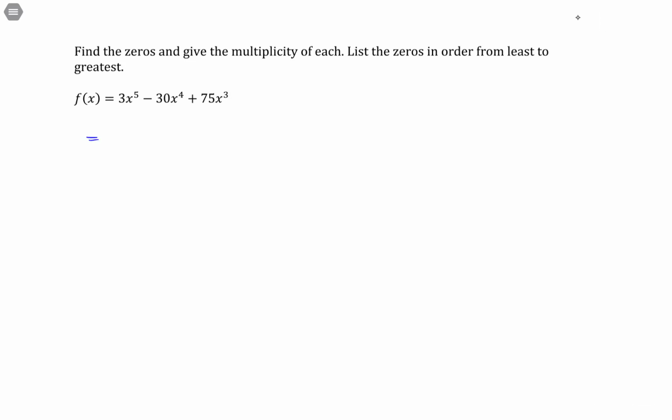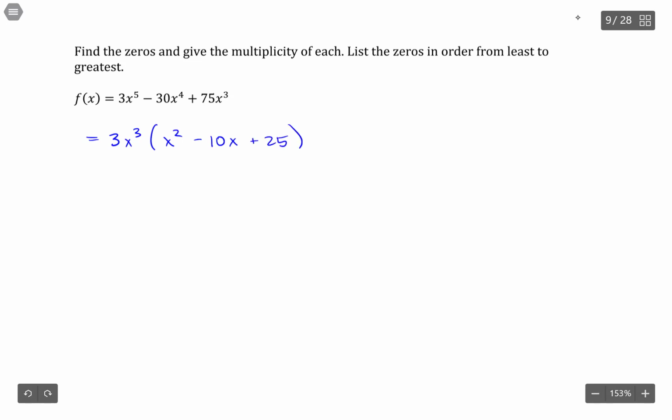So each of these coefficients is divisible by 3, so I can pull 3 out. And each of the variables has a factor of x cubed in it, so I can pull that out. And if I divide 3x to the fifth by 3x cubed, that would leave me with x squared. Similarly, this middle term would be negative 10x, and lastly I would have plus 25. And let's see if we can get this remaining quadratic to factor.